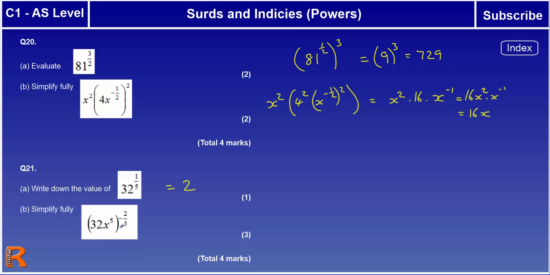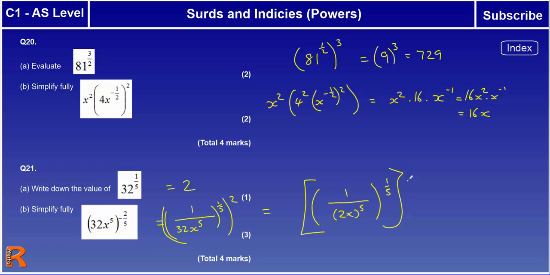Simplify fully this expression, so hopefully you're going to use that a little bit. Let's just start by doing the negative, which means 1 over 32 to the x to the 5, and then we want that to the power of 1/5, and then that squared. So 32 is 2 to the power of 5, x to the power of 5, so let's write that more neatly as 2x to the power of 5, and then we want that to the power of a fifth, and then we're going to do all that squared.